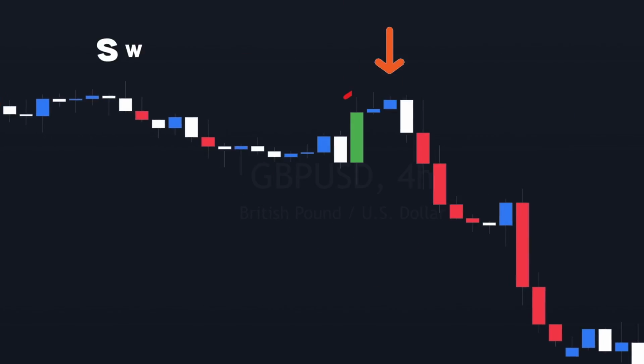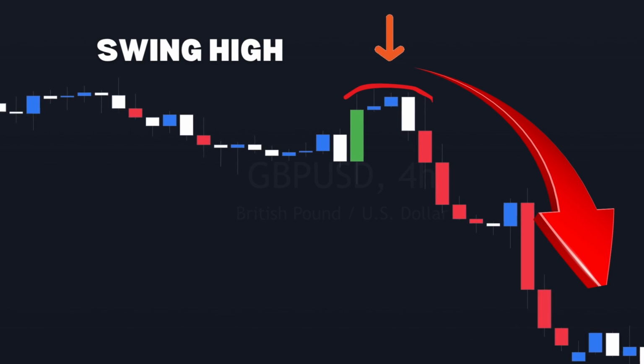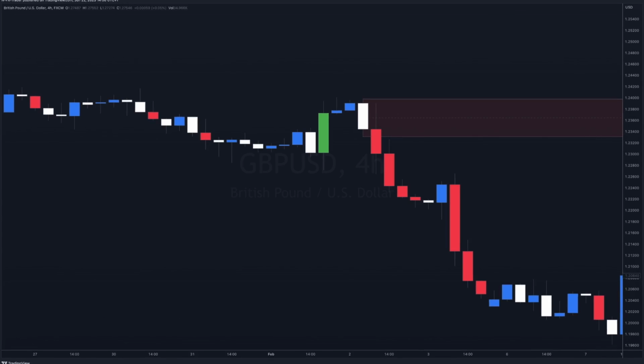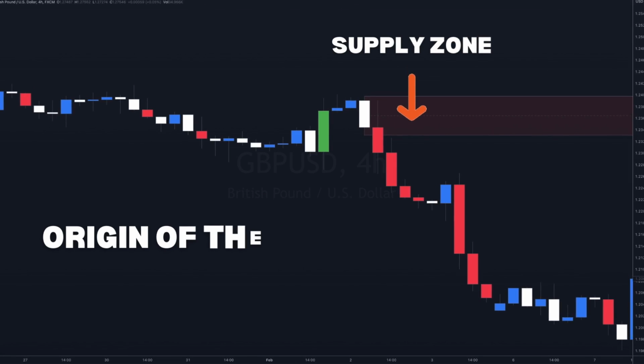Now, before we get into how you can trade supply and demand with imbalances, let's first take a look at the differences between the two. A supply or demand zone is formed from a swing in the market. You're going to see an area in the market where you have a swing high, and the market drops to the downside.